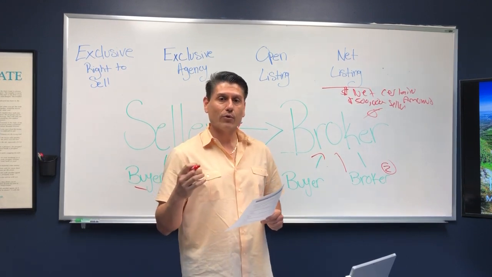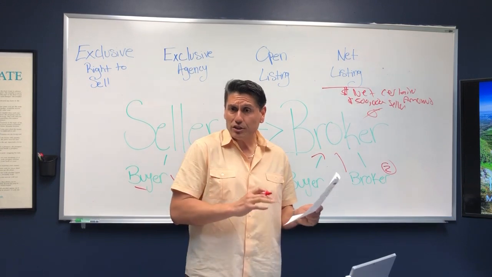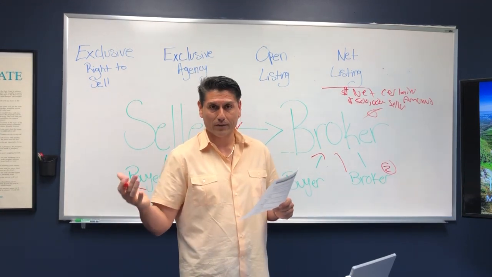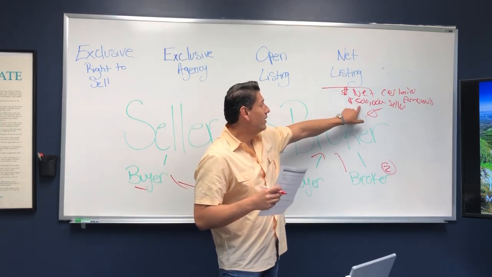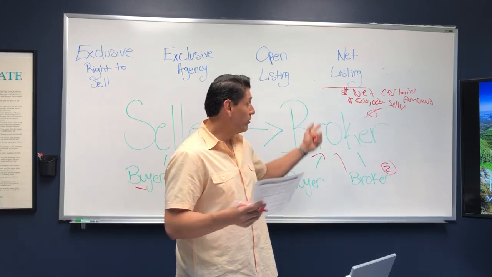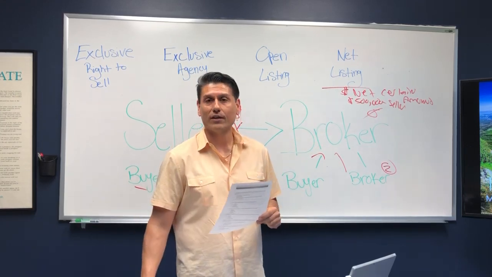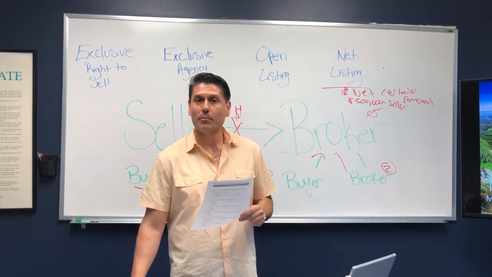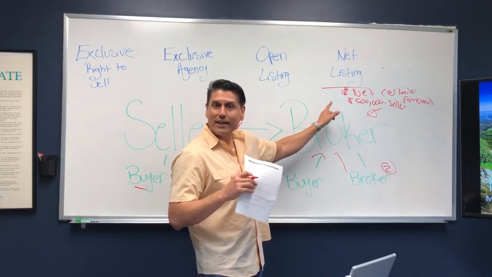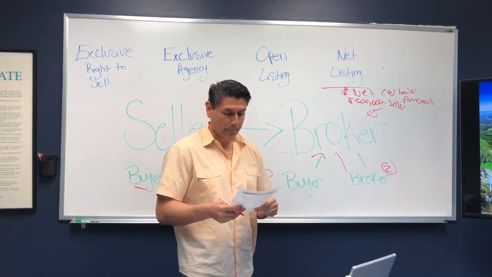A net listing is one where the seller says, as long as I net this much, anything above is your commission. So it could backfire on you both ways. Number one, the offer may come in at the minimum or less, and now you're not going to get anything. Or worse, it comes in higher, and now your seller thinks you violated your fiduciary duty by not advising them that the house was worth more. So don't do the net listing for the state exam. I want you to understand it.